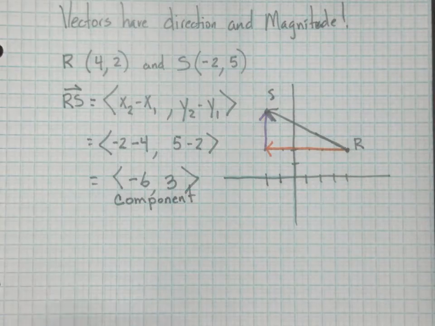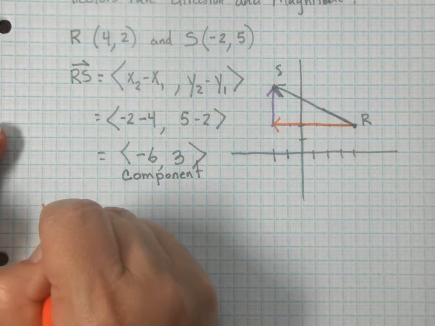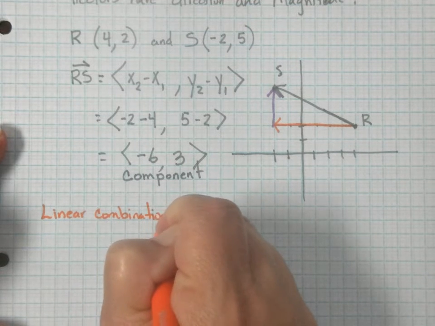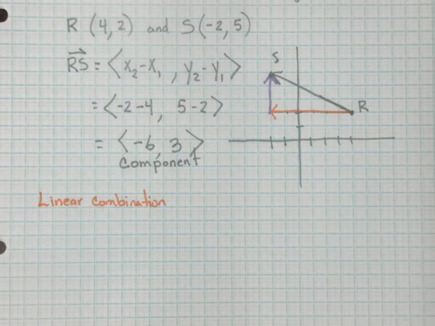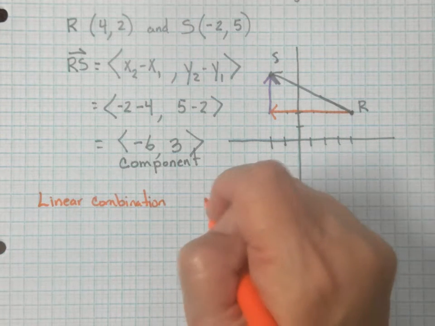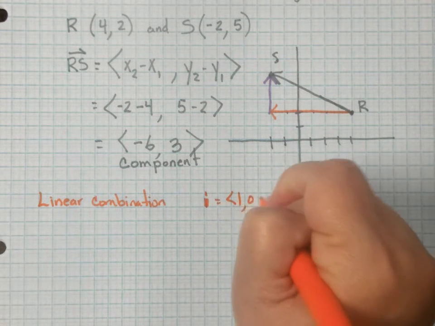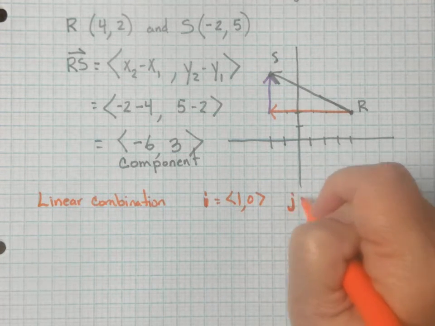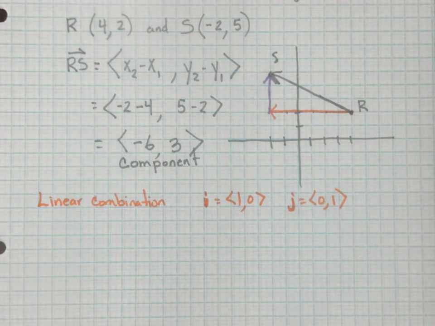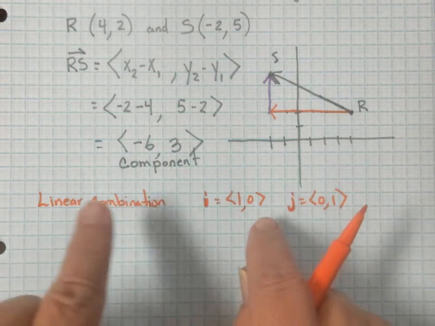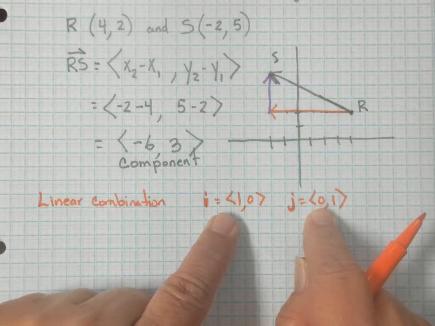So another form that you will be asked to write in is linear combination. And so when we do linear combination, we are using unit vectors. So unit vector i is 1, 0. Unit vector j is 0, 1. And so basically I want to create this component vector by somehow combining these two unit vectors.